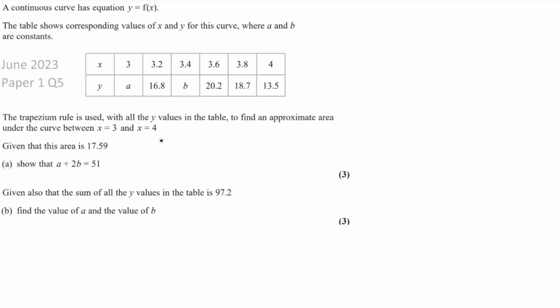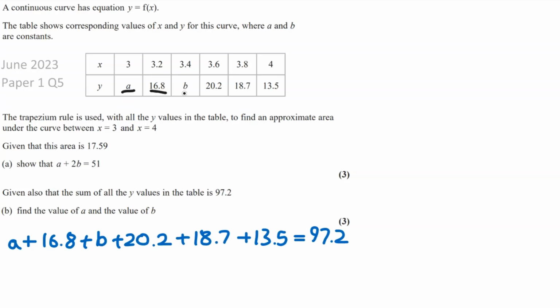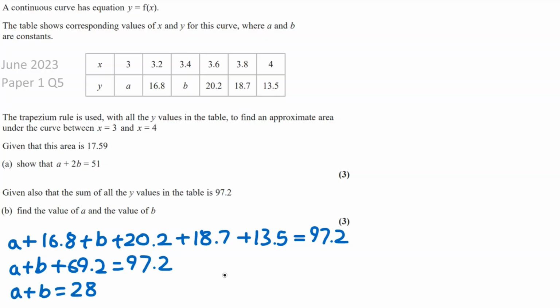Okay, and then for part B, we're told that the sum of all the y values in the table is 97.2, and therefore we need to find the values of a and b. So using this information, we can create an equation, because the sum of all the y values, so all of these values added together like this here, is equal to 97.2, and then we can simplify this because we've got all of these numbers here added together. If you put this into your calculator, these are equal to 69.2, and then if you move this 69.2 onto the other side of the equation, you get that a plus b is equal to 28.